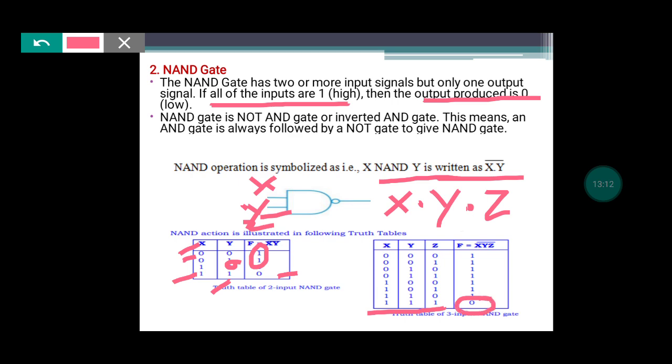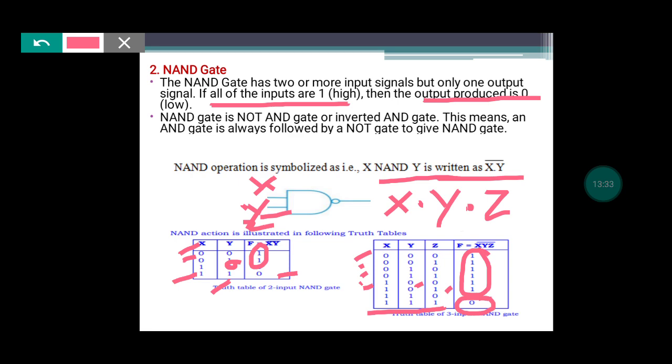Now see all the above 7. Here we have 0 in any of the inputs. Here also we have 0. Third also 0. Fourth is also 0. In fifth also we have 2 zeros. Sixth also we have 0. Seventh also we have a 0 here. So during those times, what is the output? Output is 1. So understood the behavior.